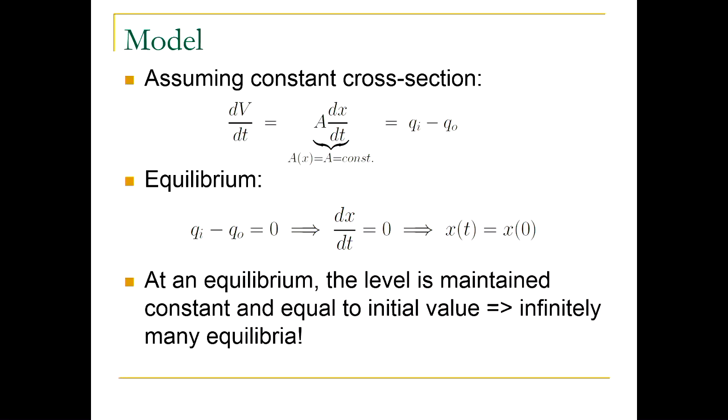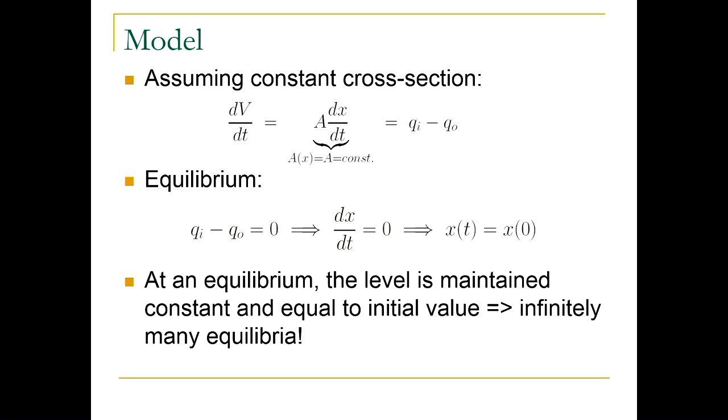So moreover, if I assume that the cross-section of the tank doesn't change with x, like you have just a constant cross-section, then I can take the area of the tank A outside, because the volume inside the tank is the area of the tank times the level. So I just take A outside because it's constant, it's independent of x, and then I have just this A dx/dt is equal to this.